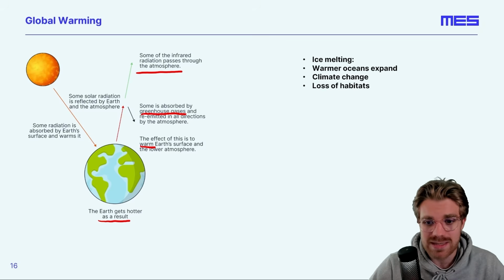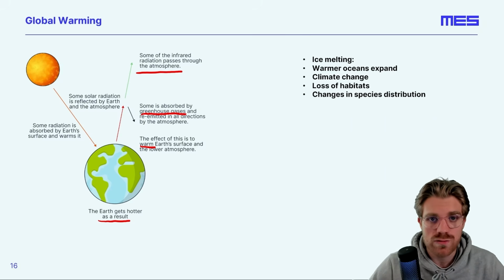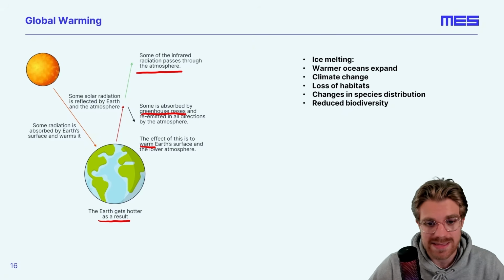There is a loss of habitats from all of these different changes, and this can then lead to a change in species distribution. Some animals and plants may move to cooler areas, disrupting those complex food webs in the ecosystem. All of this can lead to reduced biodiversity. Some species may become extinct if they can't adapt. And an impact on food production. Some areas may become too hot or too dry for crops, and this could lead to food shortages.